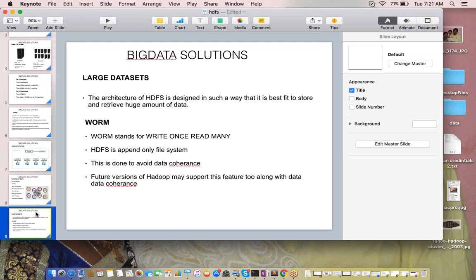See here, data coherency means the data has been spread across the network, across the cluster, and people will be using the same data. When you update and delete some data by replacing it with something new, those who are already accessing it using other tools or applications will end up with unknown results. To avoid that, HDFS is meant to be an append-only file system.